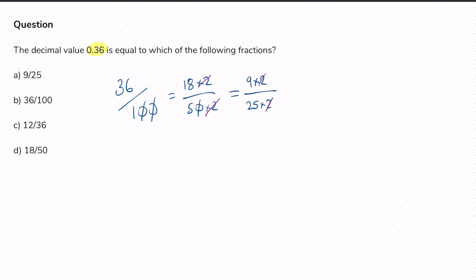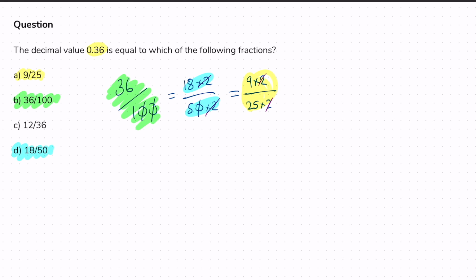So looking at this here, I can see that 9 out of 25, that first one, does in fact equal 0.36. We've got it over here. So 36 out of 100, yep, that works. 12 out of 36, not sure if that works, but it doesn't look like it does. So let's have a look. Well, immediately we can see that 36 does not go into 100, which makes the fact that there's something on top very suspicious. The last one, 18 out of 50, well again, we have that here.